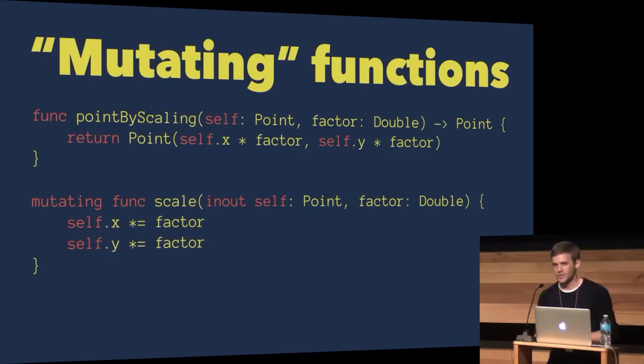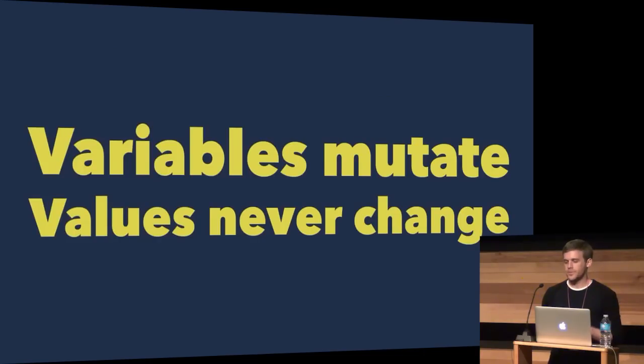But storage is a concept that's associated with variables and not values. What you're doing is writing to the variable at the call site, and this method is only mutating because of that. If the variable is read-only, it can't be passed into an inout parameter, so a mutating method can't be used. So variables mutate, values never change. Values won't mutate from underneath you, and you can use let to declare variables that don't either.